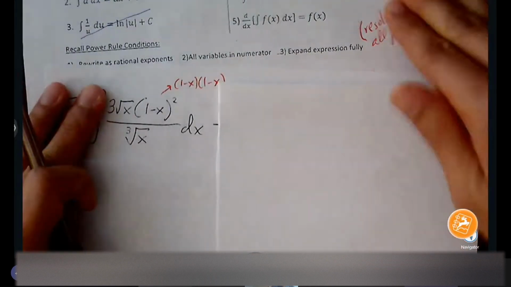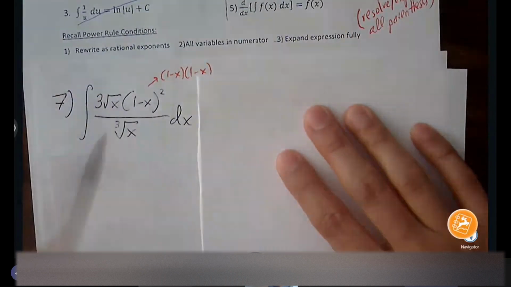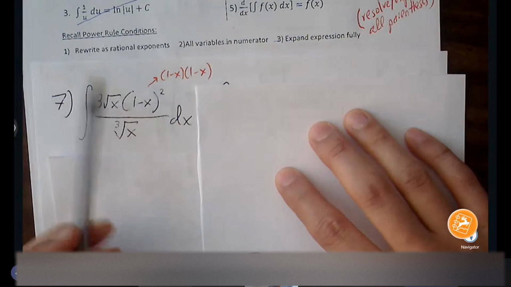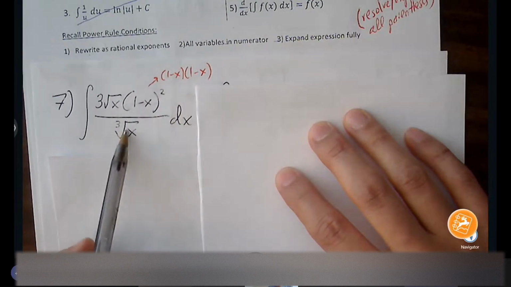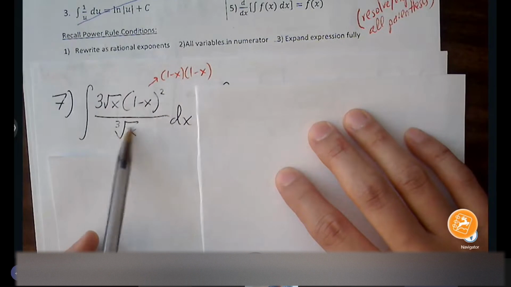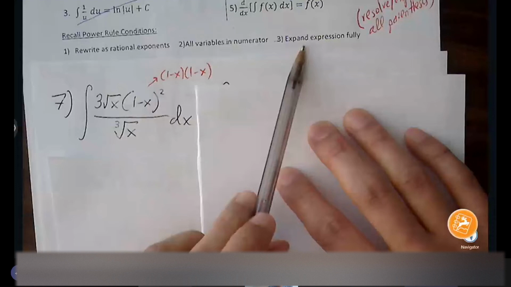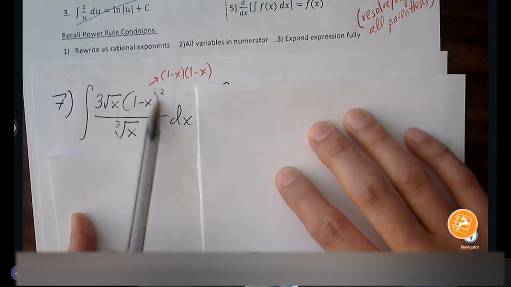So the cleanup effort here is quite extensive. A lot of things we need to do before this is even ready for power rule. So rational exponents, I need to convert these radicals. Variables in the numerator, so this cube root of x has to eventually find a way to come up to the top. And expansion, so I have to fully expand all my parentheses and eventually distribute.